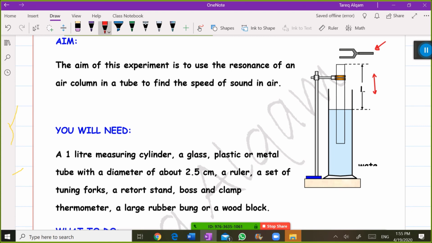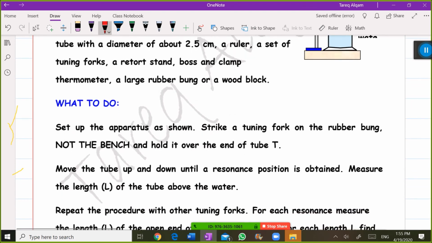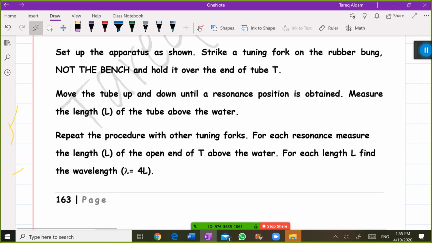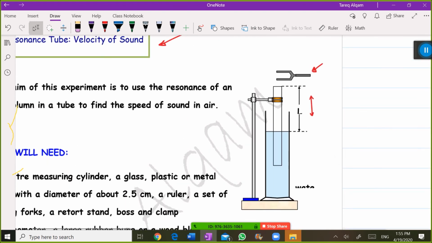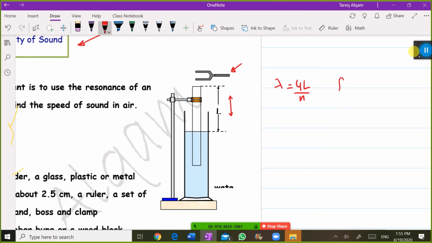I will measure this length. Okay, I will measure what? This length. Guys, since this is a closed tube, lambda is equal to 4L over N. The first sound, the first loud sound heard, will be the first harmonic.